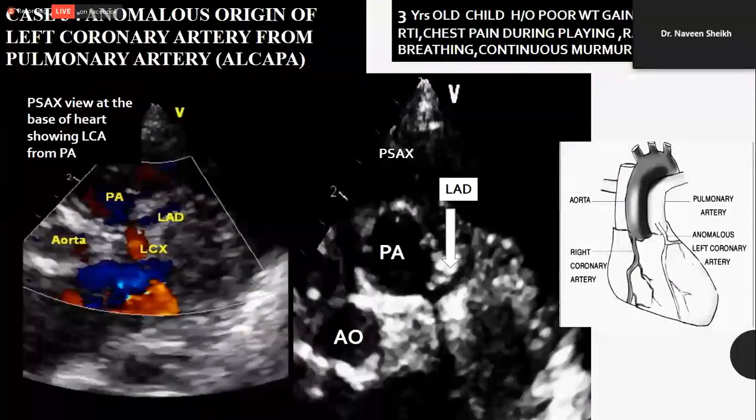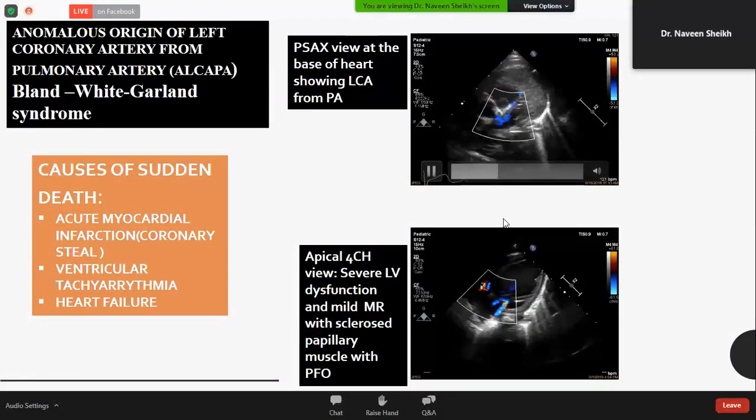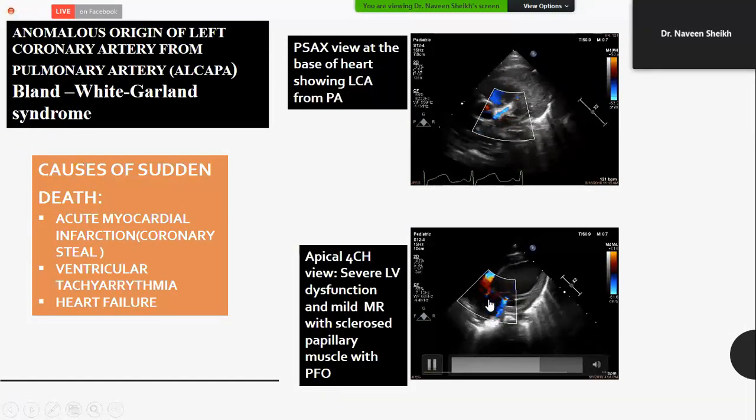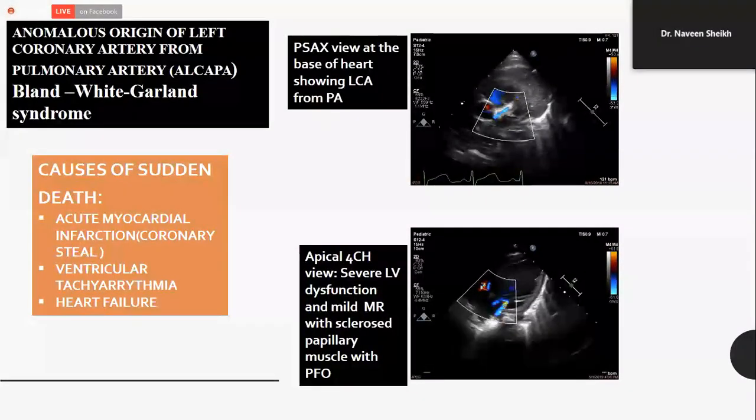My next patient has anomalous origin of the left coronary artery from the pulmonary artery. We can see the coronary arteries arising from the pulmonary artery. Here in the short axis view, coronary arising from the pulmonary artery. This is the 4-chamber view showing dilated LV with papillary muscle fibrosis with PFO. The causes of death in ALCAPA are acute myocardial infarction or coronary steal.